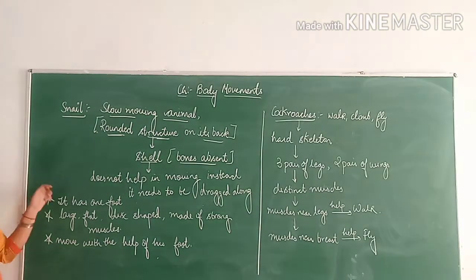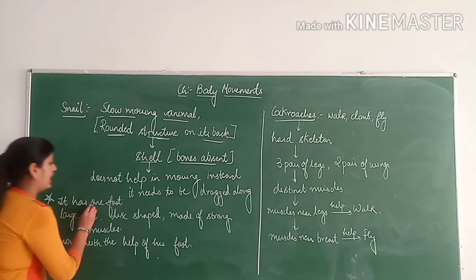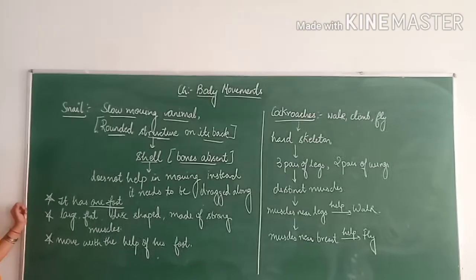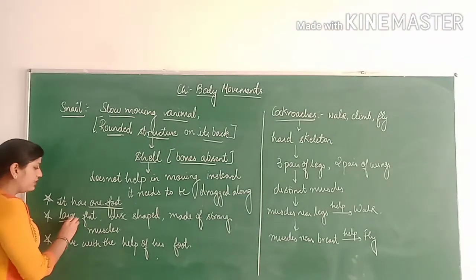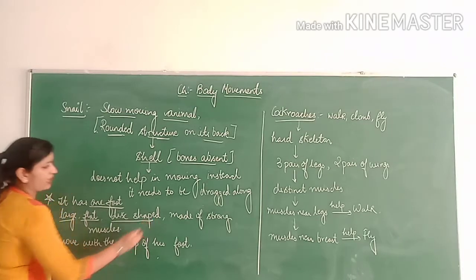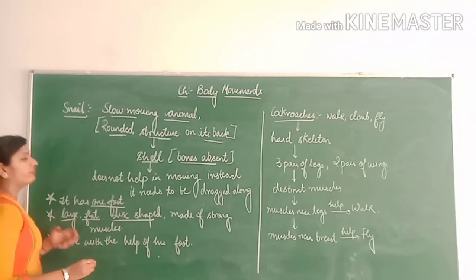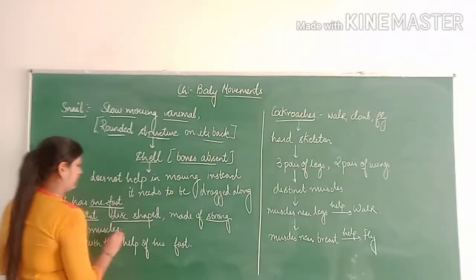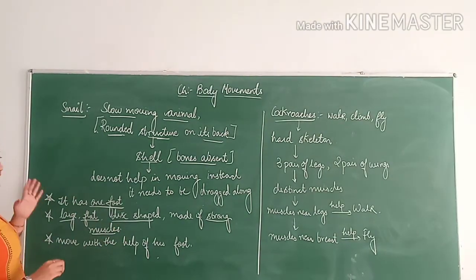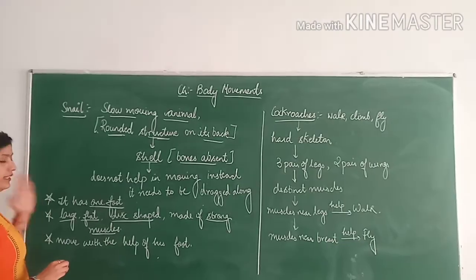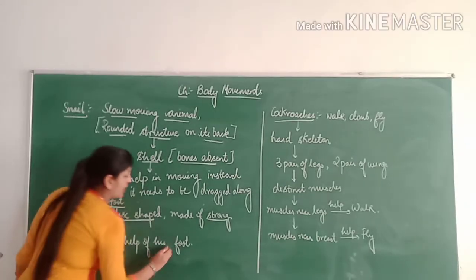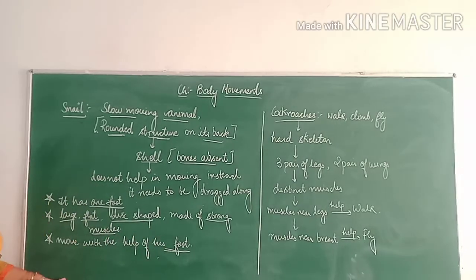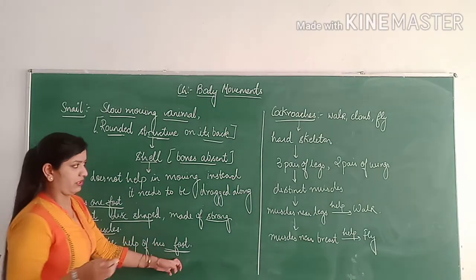Now, secondly, the snail has only one foot. If you see the diagram in your NCERT books, it has only one foot. That foot is large, flat, disc shaped, and it drags along that shell on its back. How does a snail move? It moves with the help of its foot.